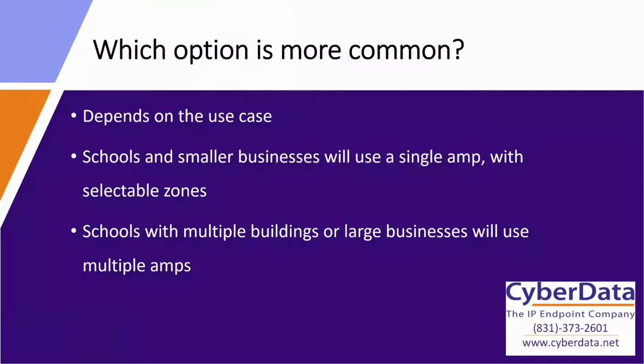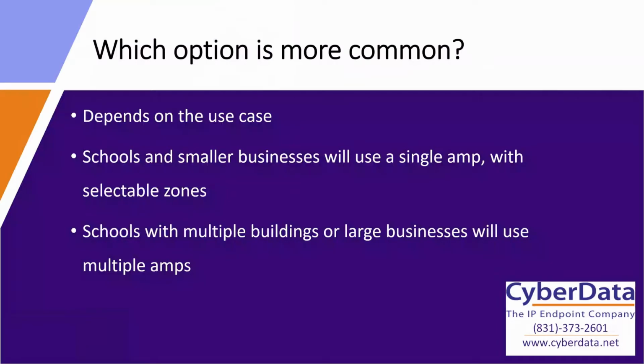So which option of these is going to be more common? It really honestly depends on the use case. I did say that they're kind of 50-50 because it deals specifically with the use cases. When we're dealing with schools and smaller businesses, something akin to a small mom and pop shop or a small grocery store, it's probably going to be a single amplifier that can handle multiple zones, especially for schools. That's going to be more common.